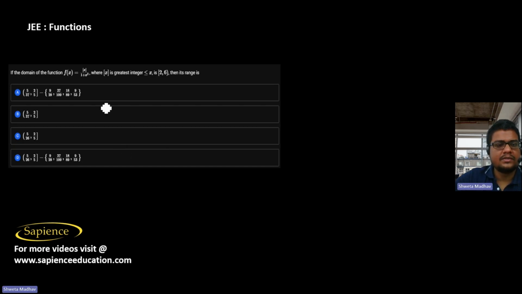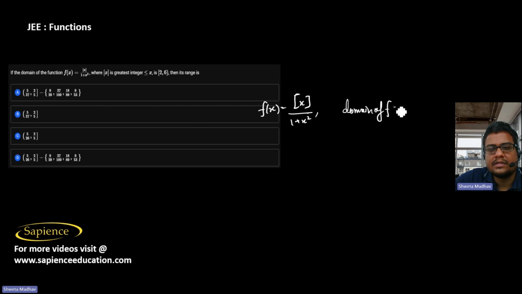Then here it is told, if the domain of the function f of x, that is equal to bracket x by 1 plus x square, where bracket x is the greatest integer less than or equal to x. Here it is told the domain of this function f is the closed interval 2 to 6 open. So it is from 2 to 6. So it means x can go from 2 to 6. Then its range is. So as we know, the bracket x value can be 2, 3, 4 or 5, since x is going from 2 to 6.